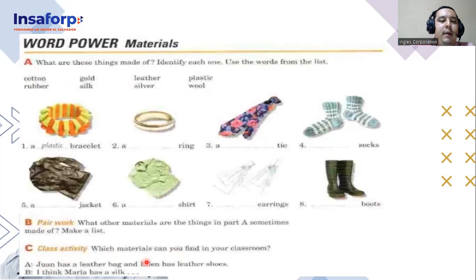If you see, here we have the following example, right? Which material can you find in your classroom? We are not exactly in the classroom, right? But I think you have certain things that are made of this material. The ladies maybe have the earrings that they're wearing. Some of you have headphones. And in the case of Nelson, he has glasses. You're wearing glasses, right, Nelson?